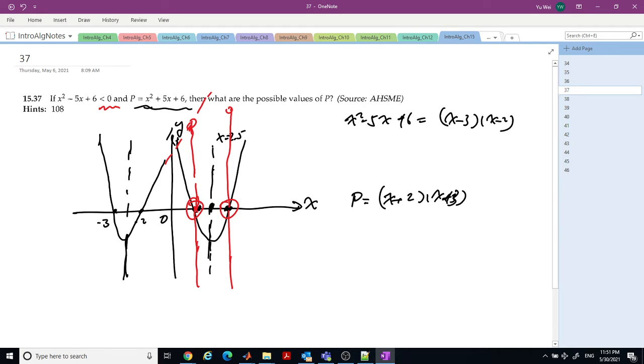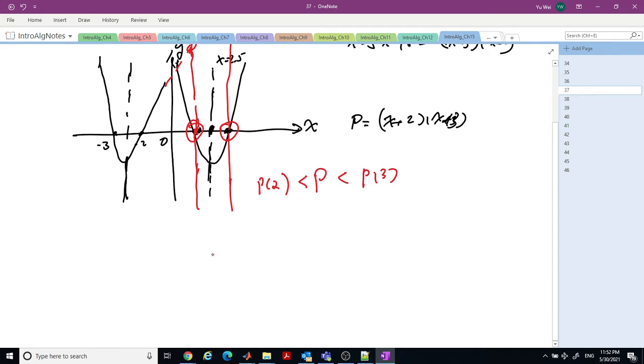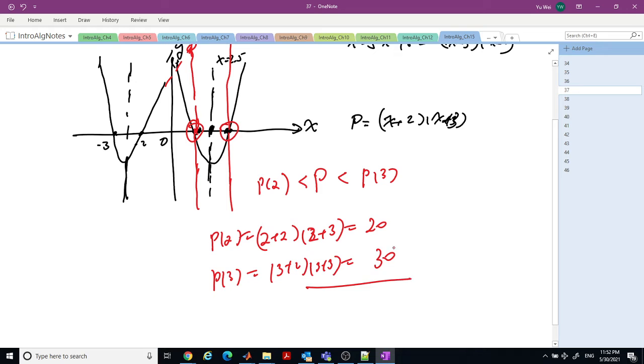So p should be greater than p of x equals 2, and less than p of x equals 3. The p of 2 is 2 plus 2 times 2 plus 3, so it's equal to 20. The p of 3 is 3 plus 2 times 3 plus 3, which is equal to 30. So p should be greater than 20 and less than 30.